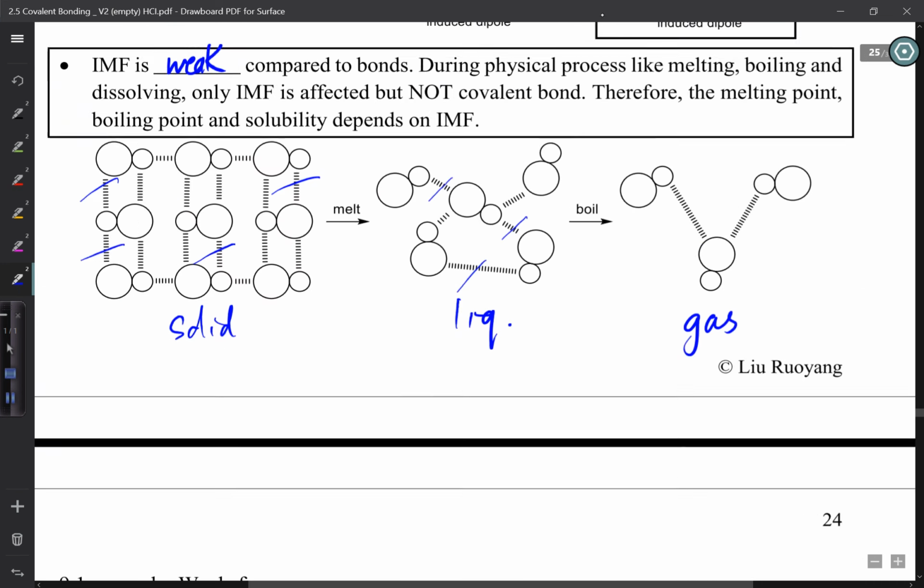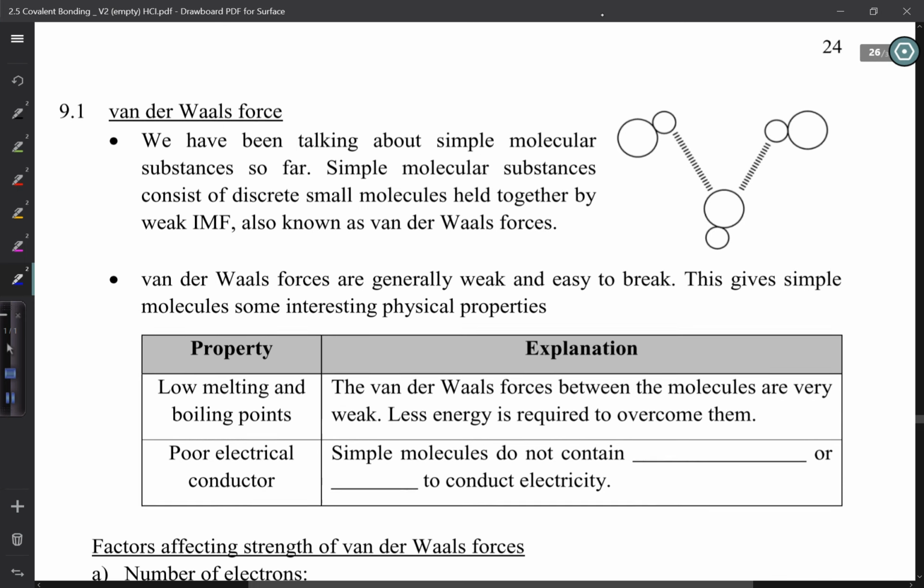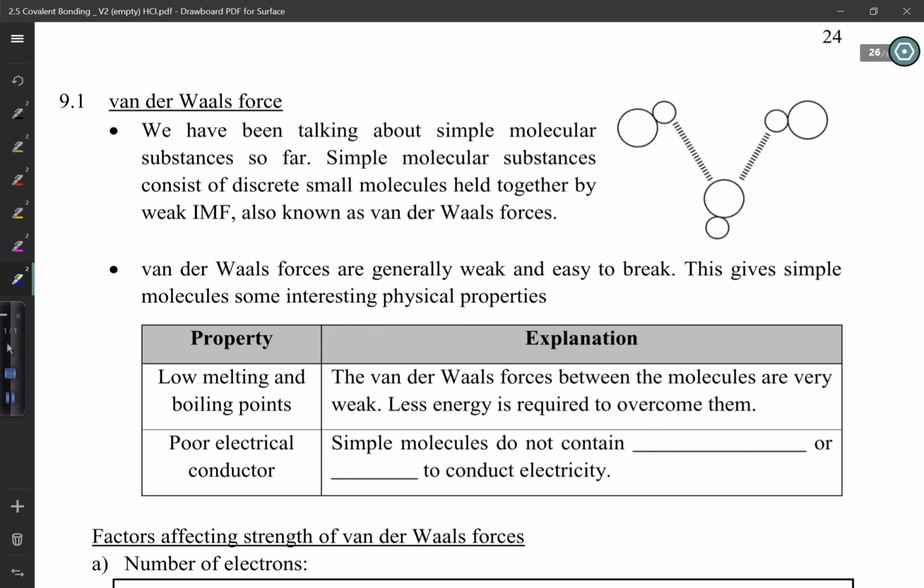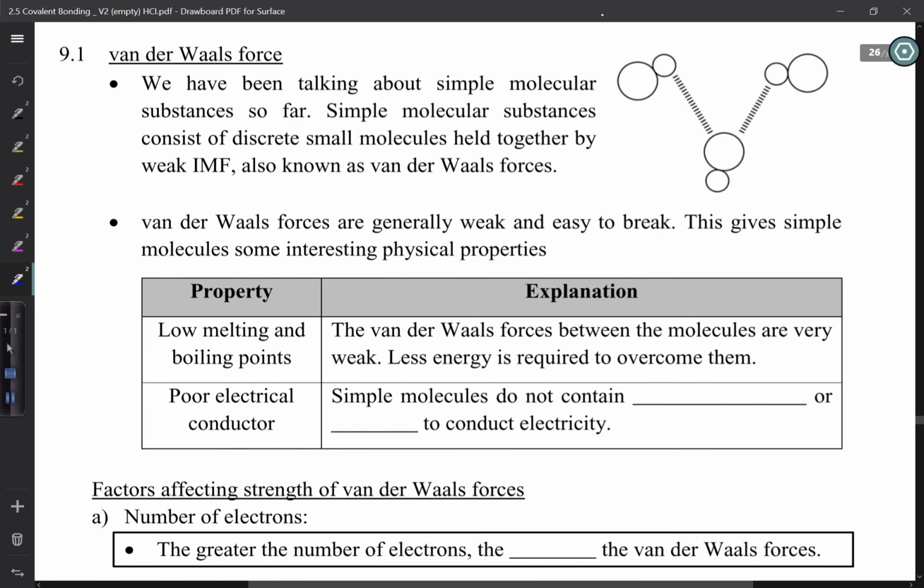Alright. So next, van der Waals forces. We'll go in depth on van der Waals forces. So far we have talked about some weak IMF. Some of these are known as van der Waals forces. We will see what exactly van der Waals forces are, and how they form. So van der Waals forces are generally weak and easy to break. This gives them some interesting physical properties.